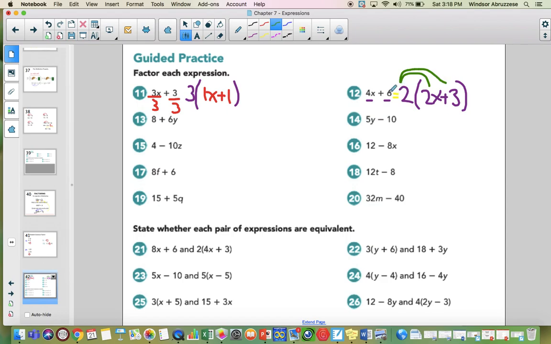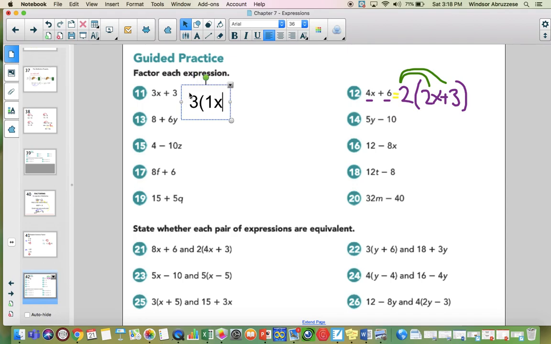So now pause the video, do 13 to 26, and then play back the video when you're done to check your solutions. Okay, hit pause. So I'm going to erase this and type the answers just so it's a little neater. So I have 3 times 1x plus 1 goes here.